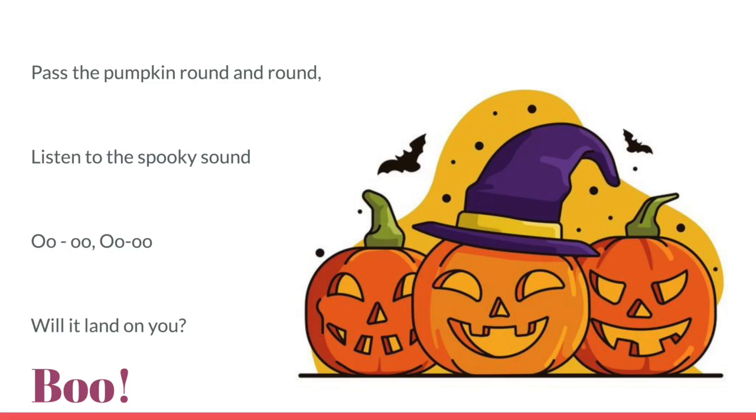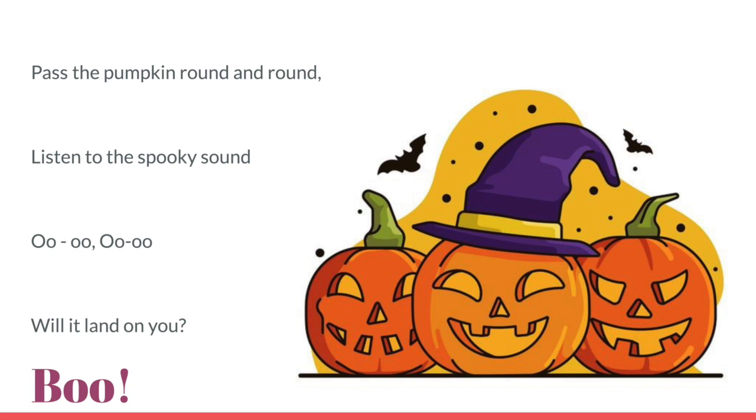Thank you. Let's figure out the rhythm for our song. Let's try it once again, singing and tapping the rhythm. Ready, go. Pass the pumpkin round and round. Listen to that spooky sound. Ooh, ooh, will it land on you? Boo. Okay, so what kind of note do we know that sounds like this?